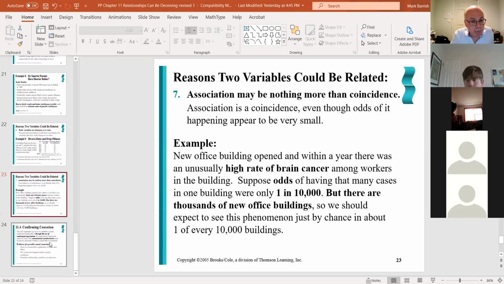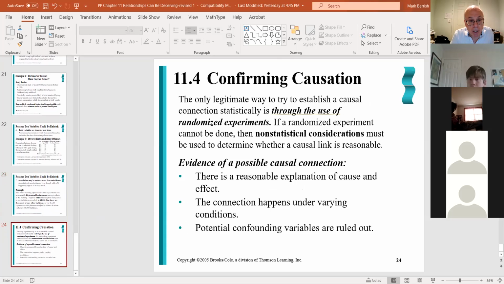All right. And again, this whole idea is causation. How do we determine causation? Randomized experiments. Randomly assigning people to treatments, then we can talk about causation. That's how we confirm causation, through a randomized experiment. Okay? Any questions about that?